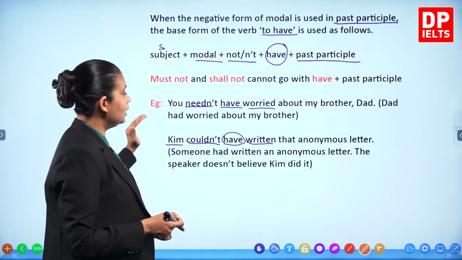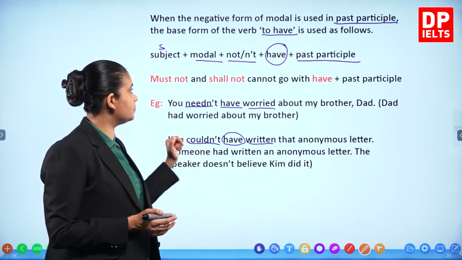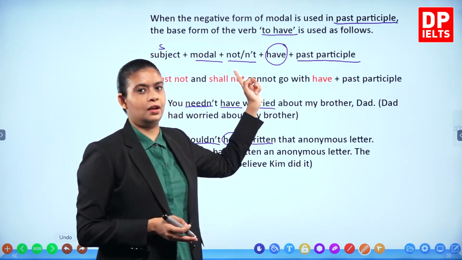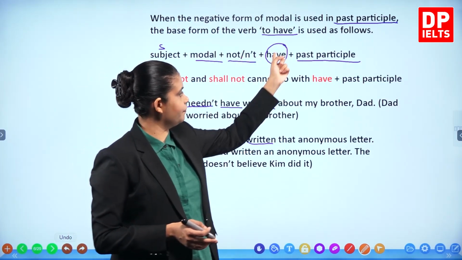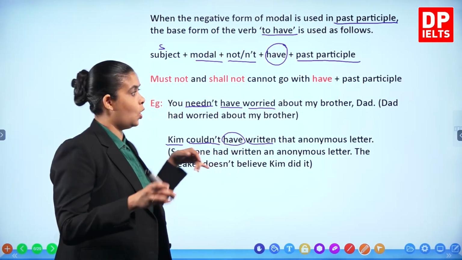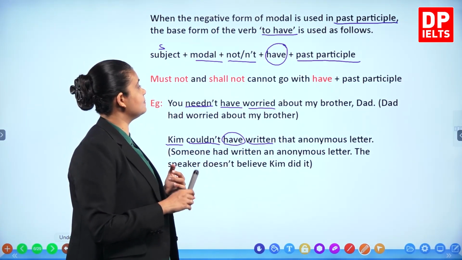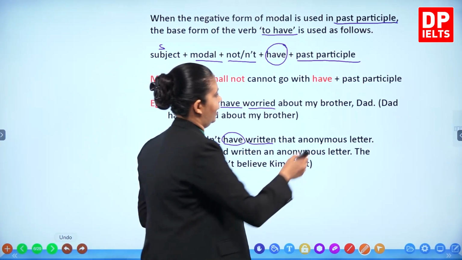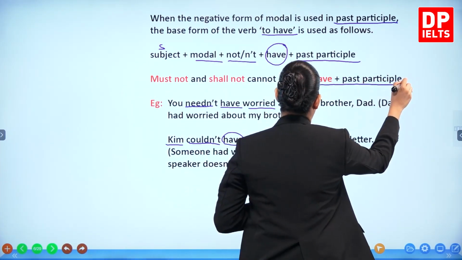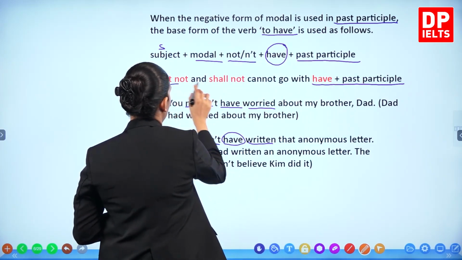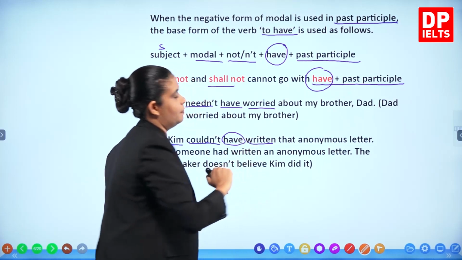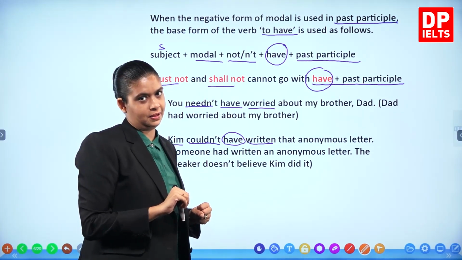So, basically, what you need to remember is the form of it. Again, if it is in the past participle, subject plus modal plus the negative form, have plus the past participle. What you need to remember is must not and shall not cannot go with have plus the past participle. So, these two cannot go with have plus the past participle, right?